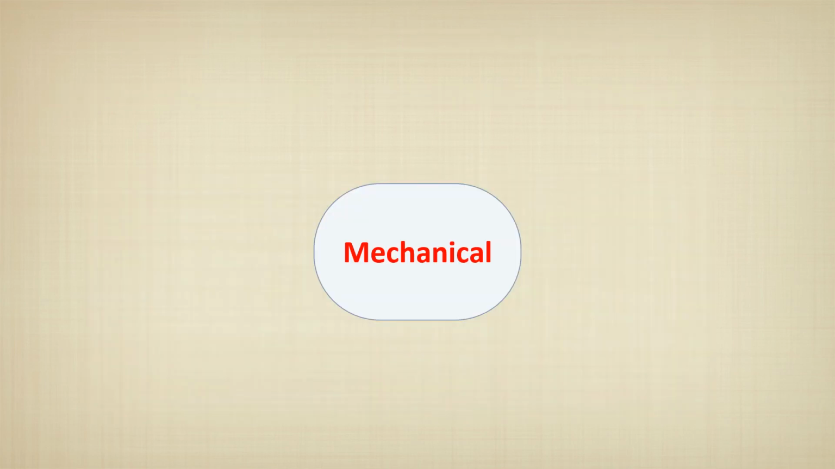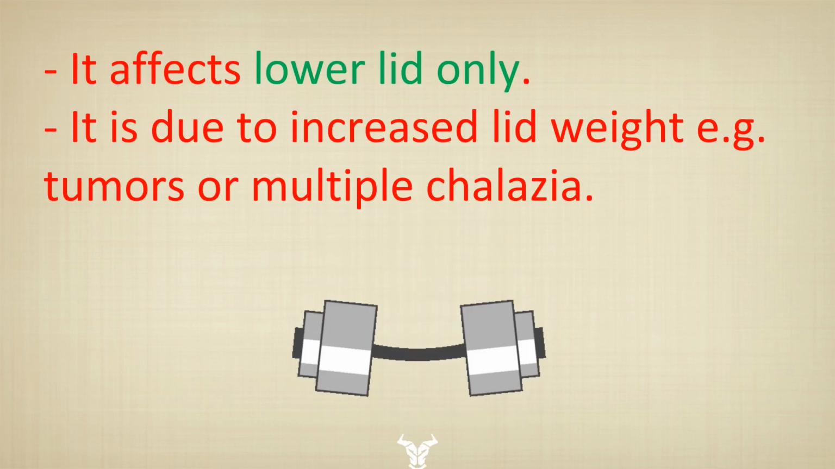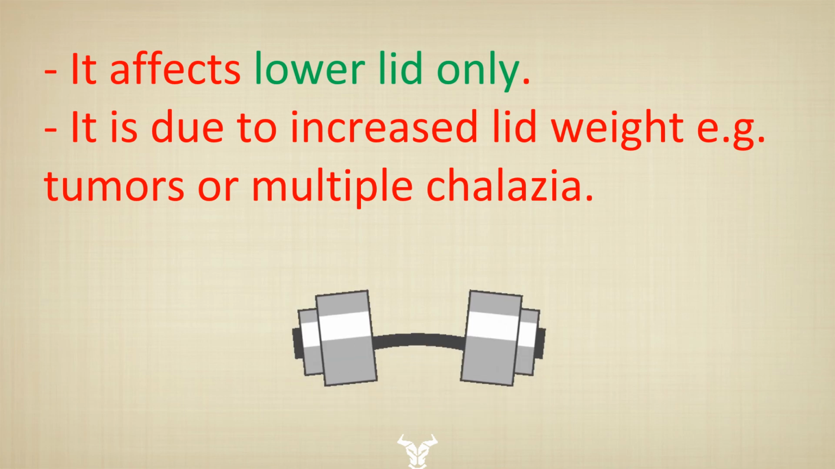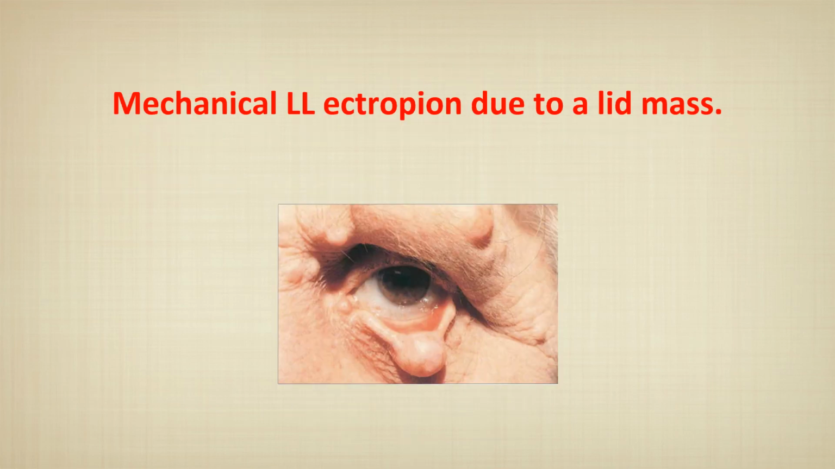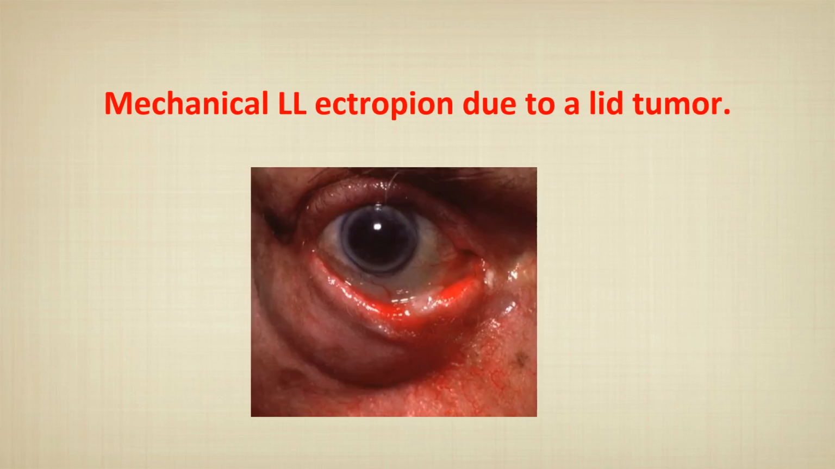Regarding the mechanical variety, it affects the lower eyelids only. It is due to increased lid weight, as in tumors or multiple chalazia. Mechanical lower eyelid ectropion due to eyelid mass. Mechanical lower eyelid ectropion due to eyelid tumor.